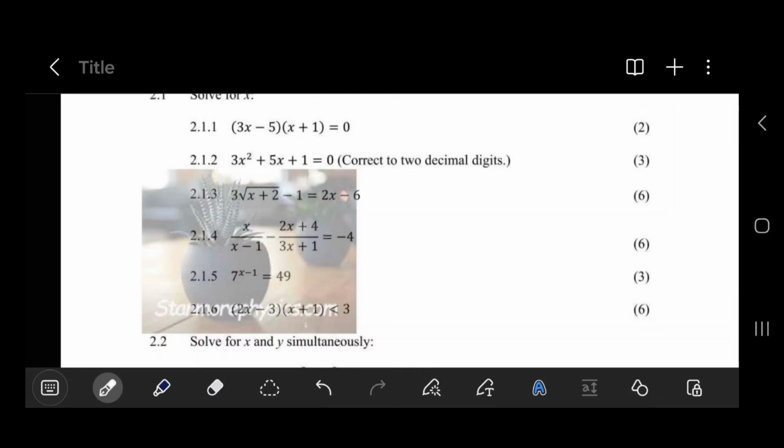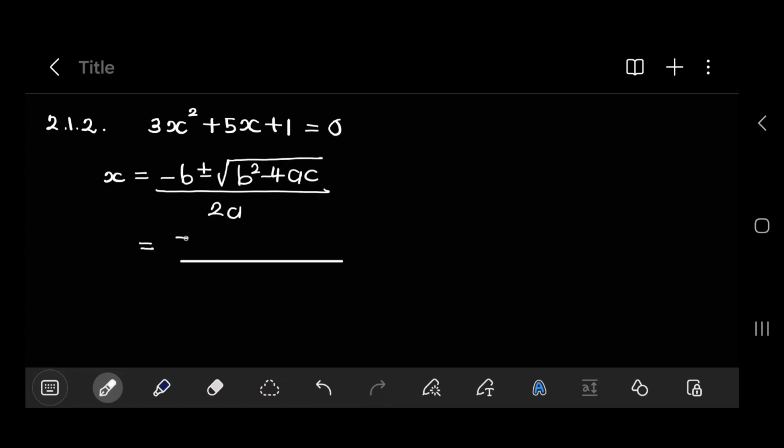Now 2.1.2, we are given a quadratic trinomial, 3x squared plus 5x plus 1 is equal to 0, and it says correct to 2 decimal places. So we know that that is an indication that we need to use the quadratic formula. Since the equation is already in standard quadratic format, we can just write out the quadratic formula and substitute. So substituting, our b value is 5, a is 3, c is 1.